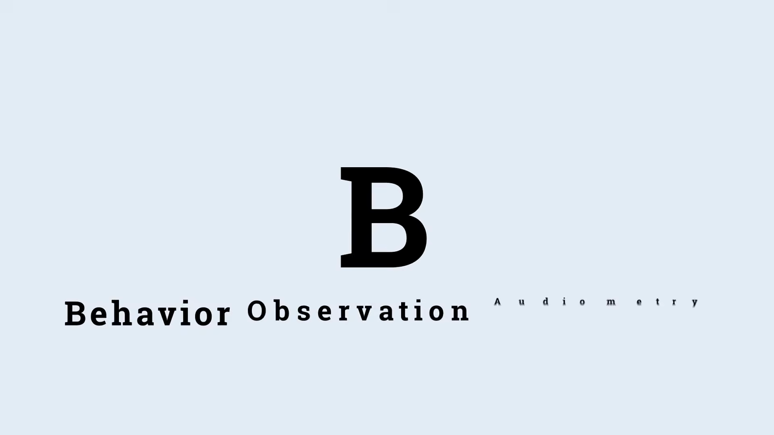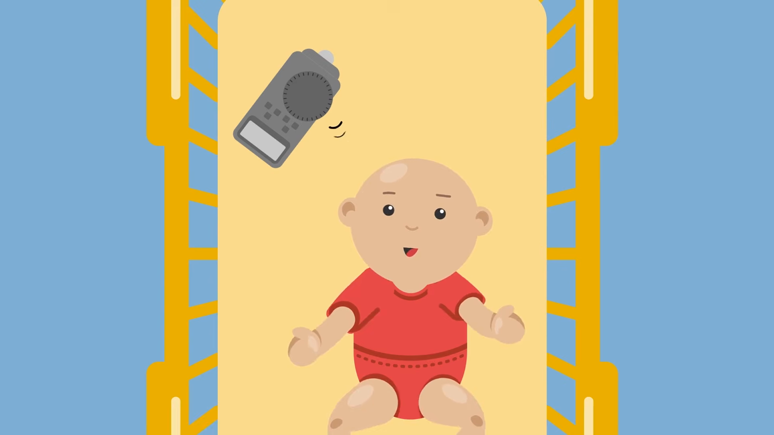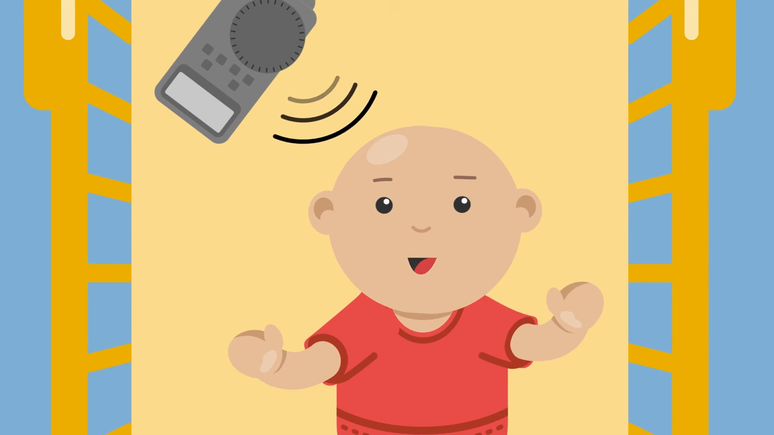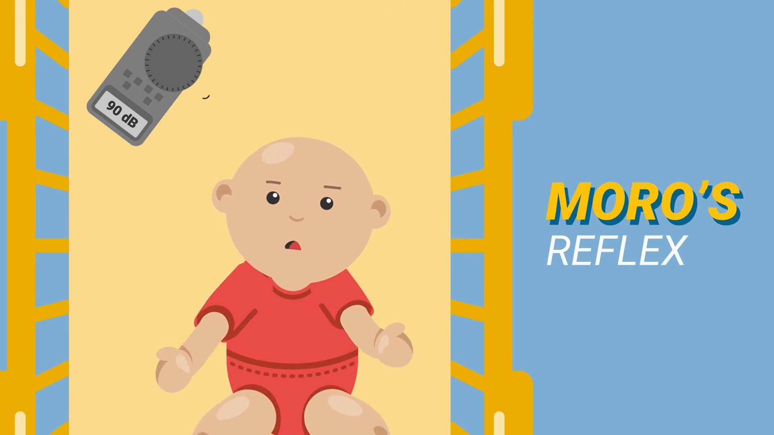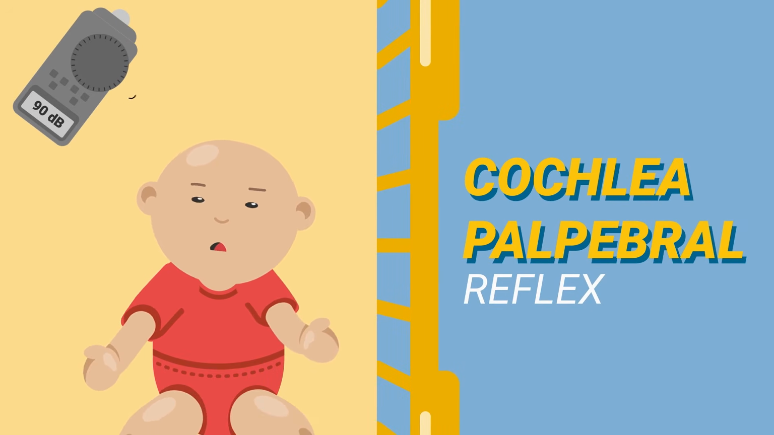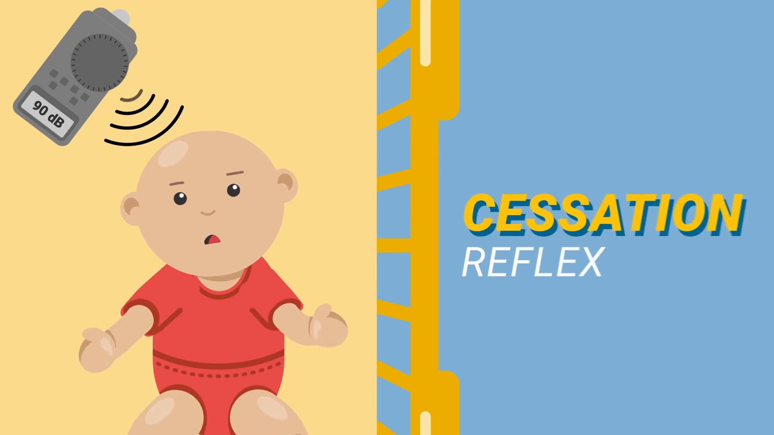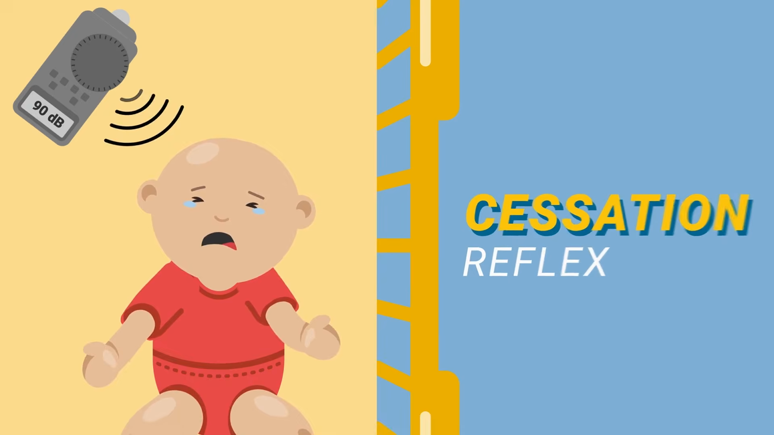B. Behavior observation audiometry. Auditory signal presented to an infant produces a change in behavior. In other words, alerting, cessation of an activity, widening of eyes, or facial grimacing. Moro's reflex is one of them and consists of sudden movements of limbs and extension of head in response to sound of 80 to 90 decibels. In cochleopalpebral reflex, the child responds by a blink to a loud sound. In cessation reflex, an infant stops activity or starts crying in response to a sound of 90 decibel.